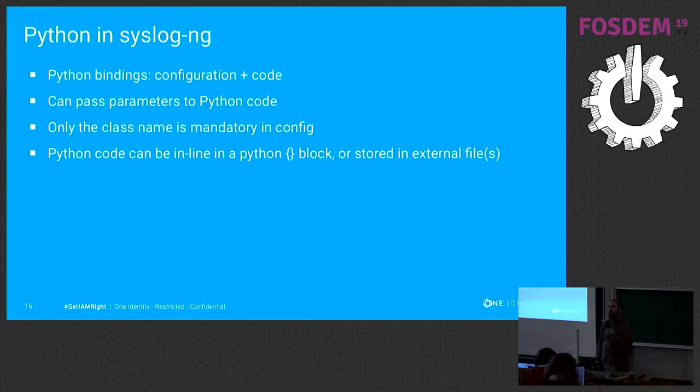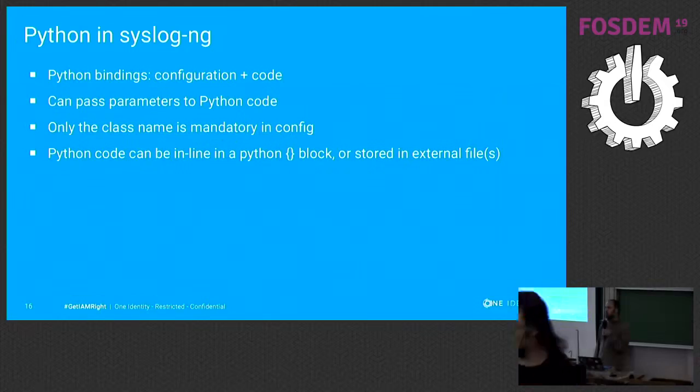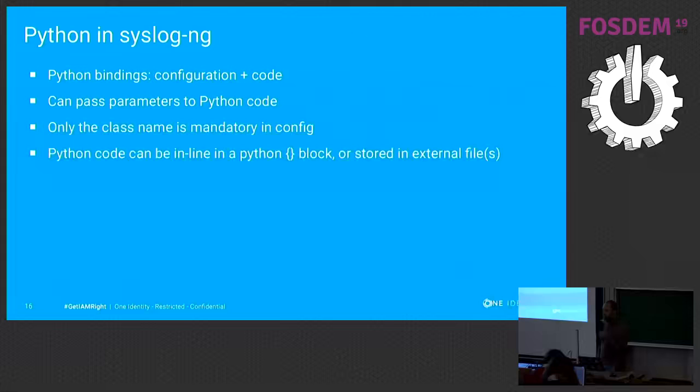Which Python versions are supported? It really depends on the time of compiling syslog-ng, so it supports one version at a time. It can be compiled with 2.7 or 3.4 or later. And in any packages I maintain, I compile it with Python 3.